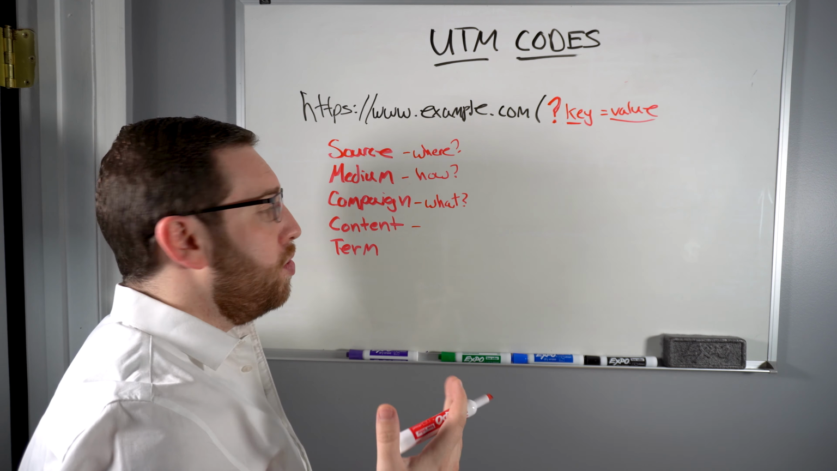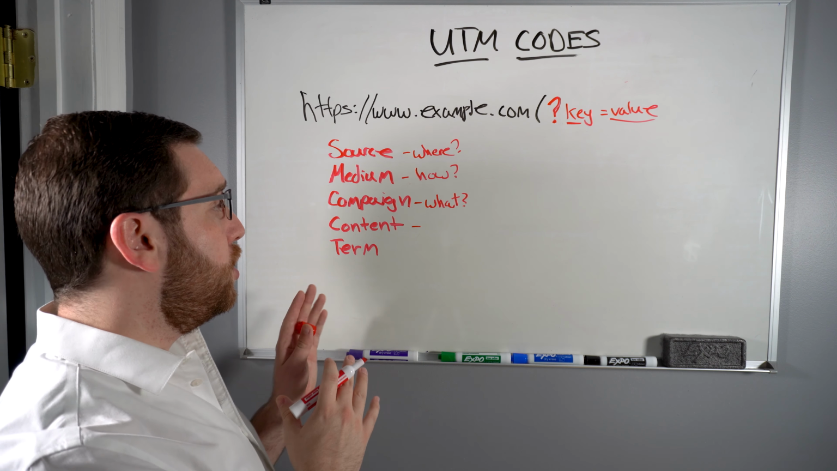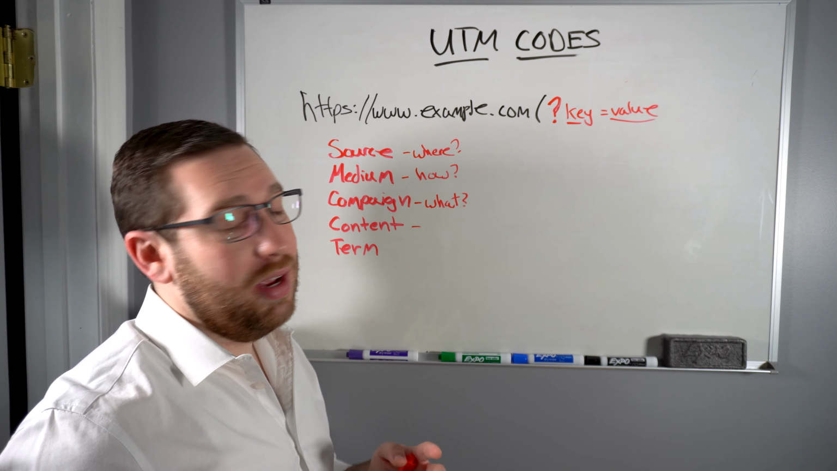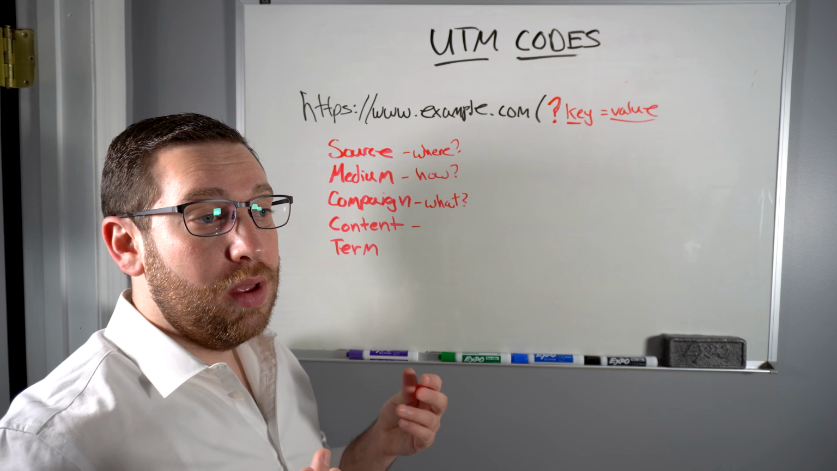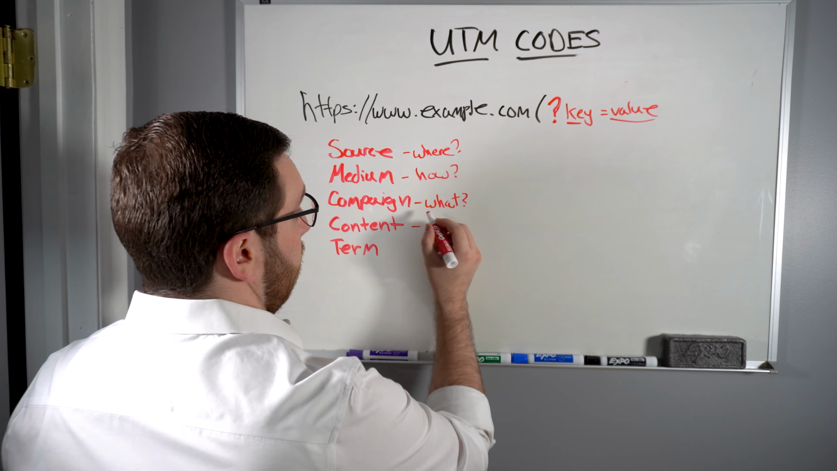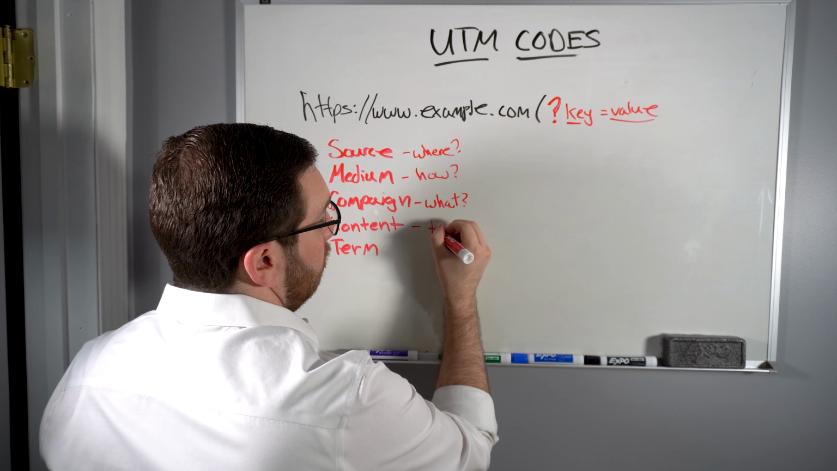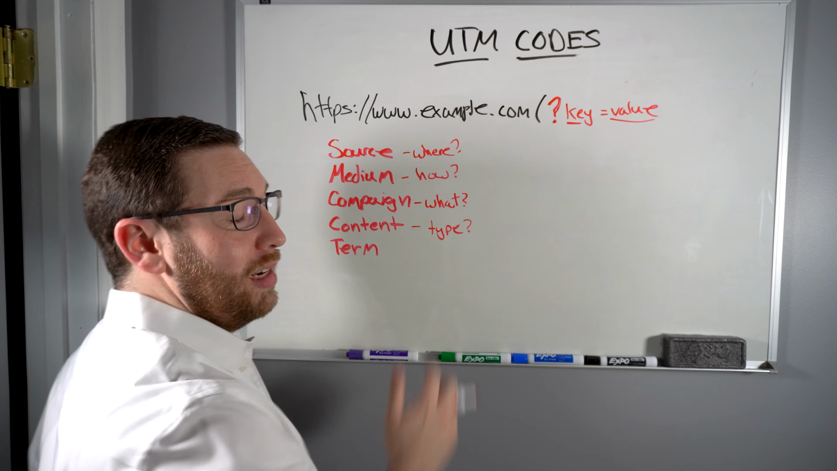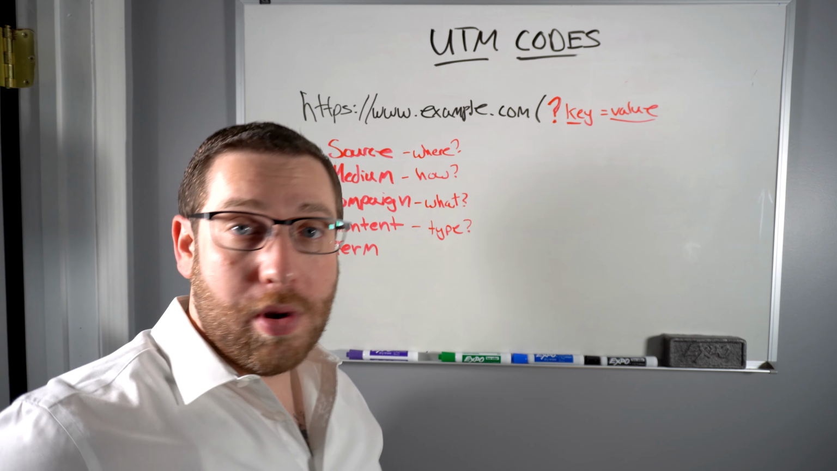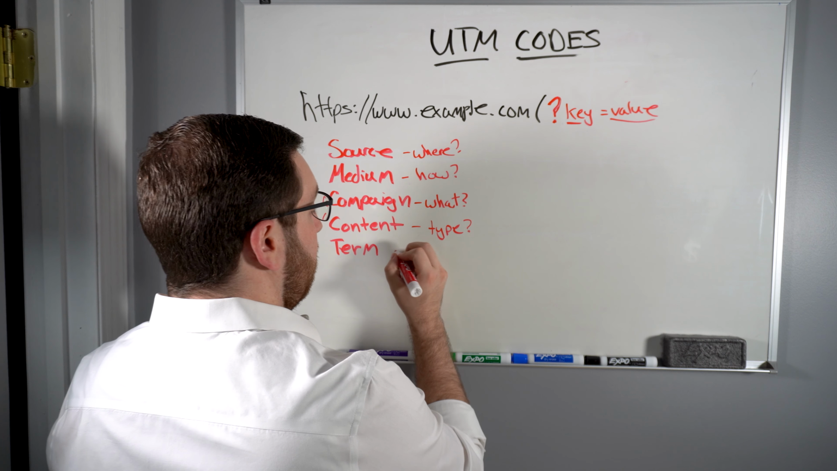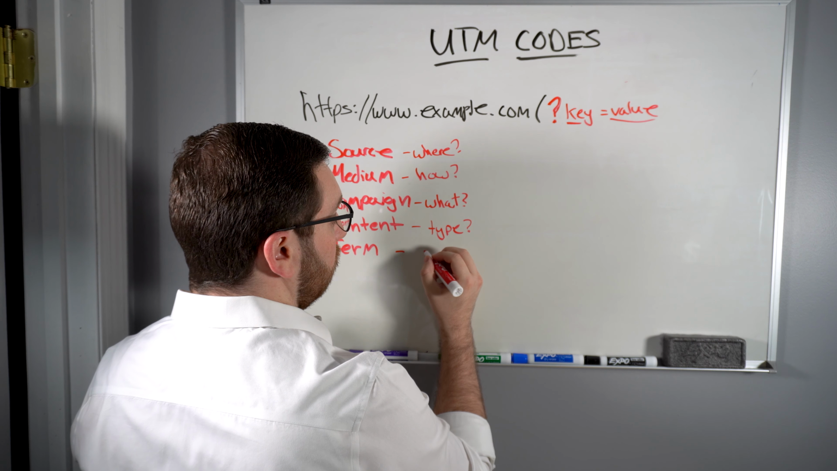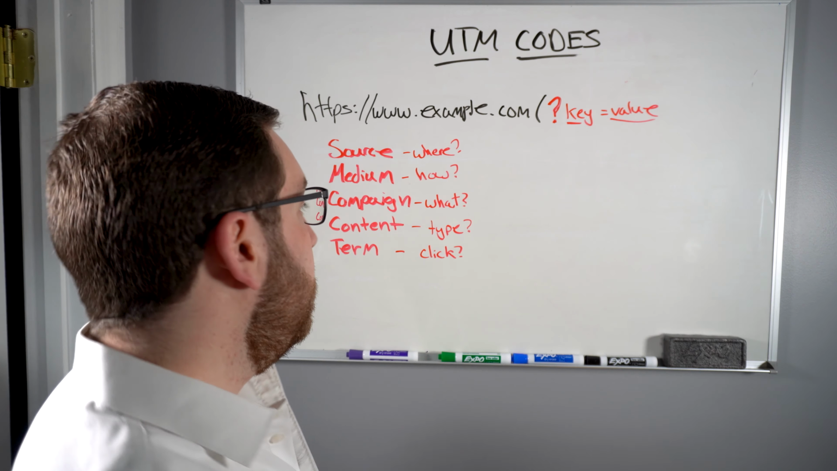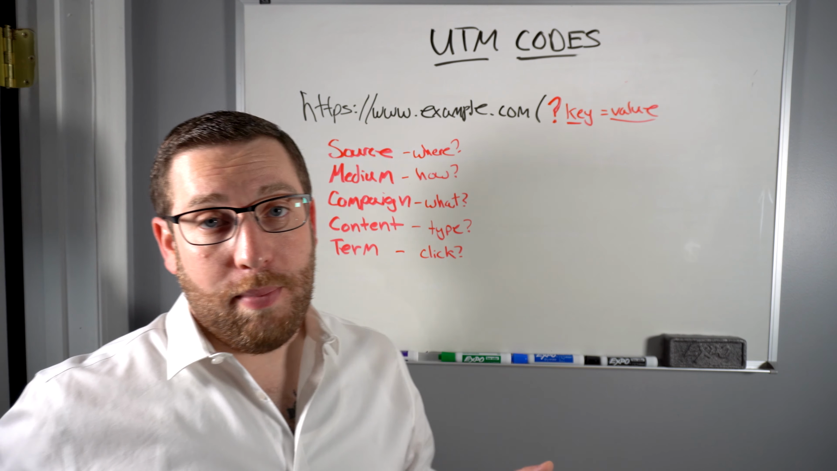you know, you don't have to use each of the 5. These are interchangeable. But the content is basically how you can identify what got them to click. If there was a certain part of a campaign that you're running, or a certain kind of ad type, I'll usually put it in content. Now you can use this any way you want to, but this is just how I like to do it. And the term is, let's put click here. Basically, these are built out for advertising on Google.